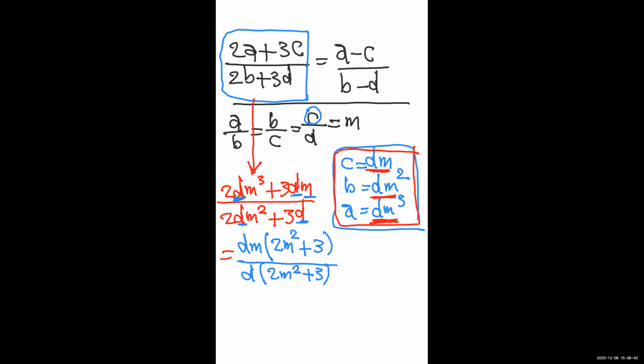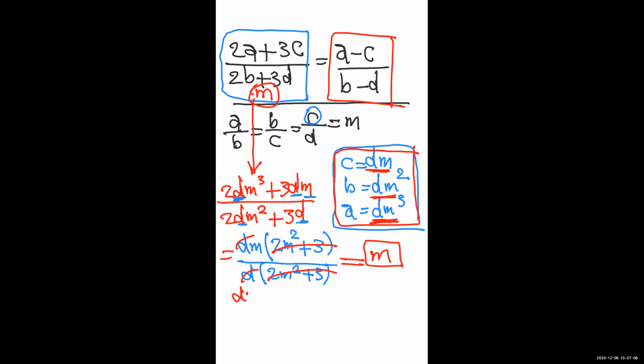Now, guys, we can simplify all these terms. 2m squared plus 3 with 2m squared plus 3, and d with this d. So all this term will equal only m. Okay, so this term equals m. Now the right hand side, a minus c.